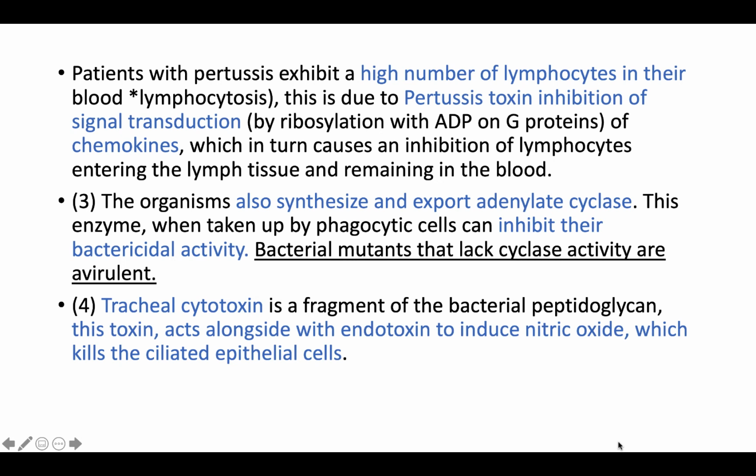And then the last toxin produced by Bordetella. Now we have Bordetella and diphtheria, both causing upper respiratory tract infection, and both are toxin mediated. Tracheal cytotoxin is a fragment of the bacterial peptidoglycan, and alongside other toxins can induce nitric oxide. You know, this can kill the ciliated epithelial cells.